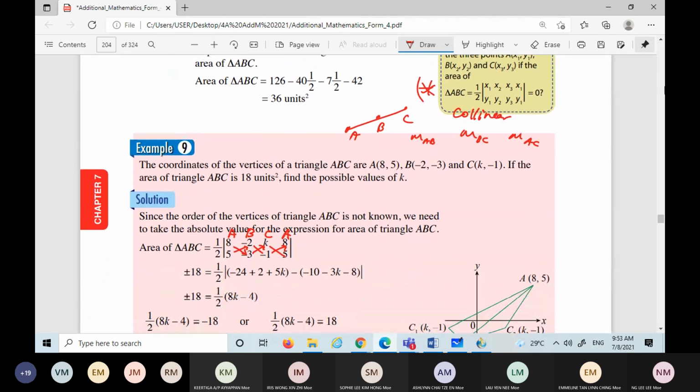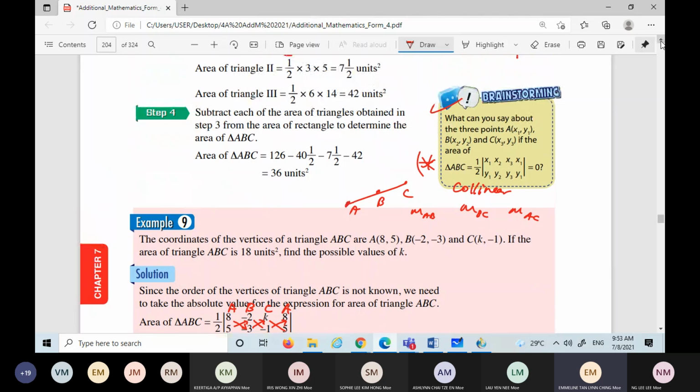Teacher, so collinear is the gradient same? Yes, because they are in the same line. Same line, meaning the gradient will be the same. They are in a straight line, not a polygon. Yes, correct. They fall into a straight line.